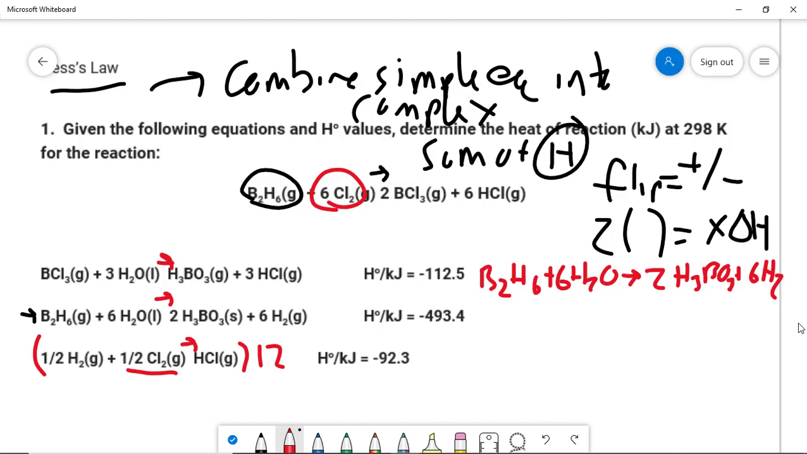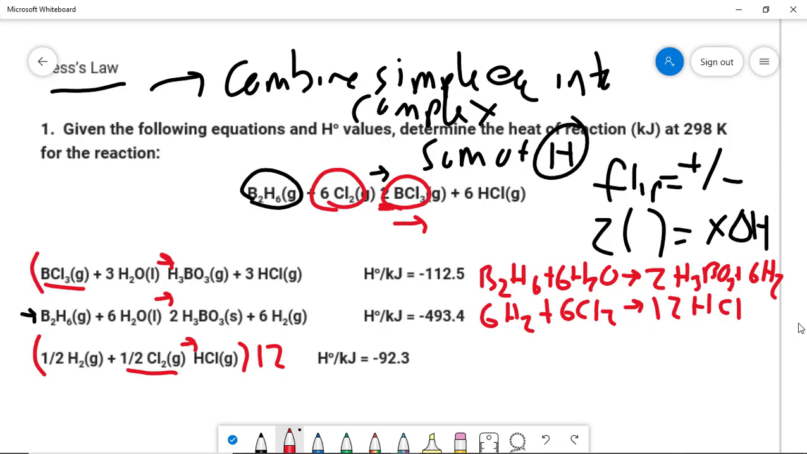Okay? But again, if I multiply that by 12, what I get is 6 H2s plus 6 Cl2s yields 12 HCl. Okay? So far so good. And then the last thing I'm looking at here is I need BCl3 on the right side. But here I have it on the left side. So if I flip this, and I also need 2 of them. I forgot to take that into consideration.